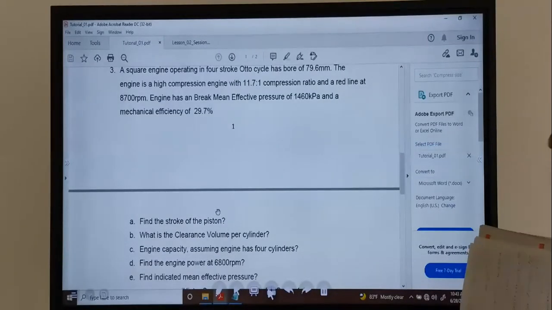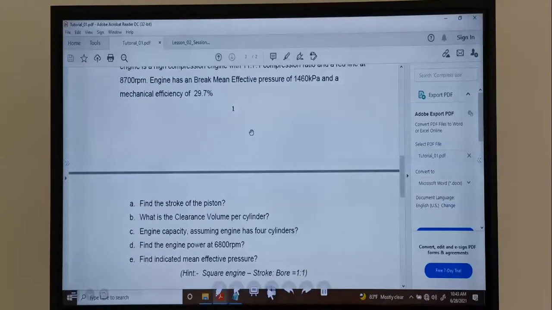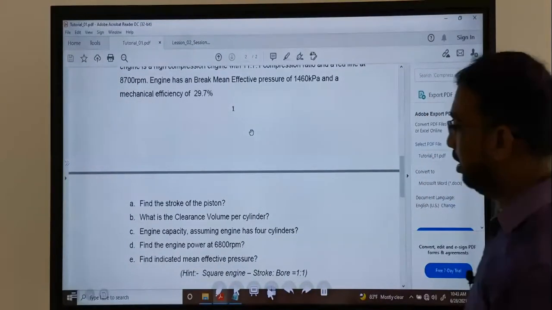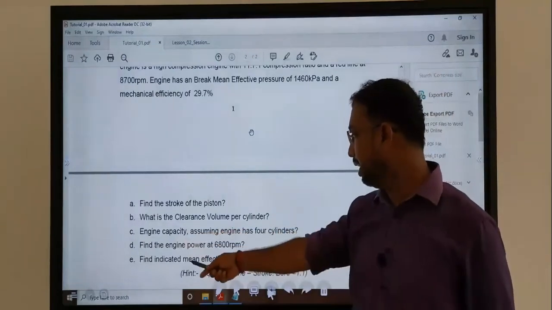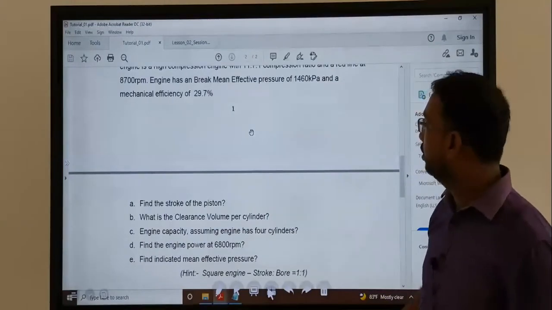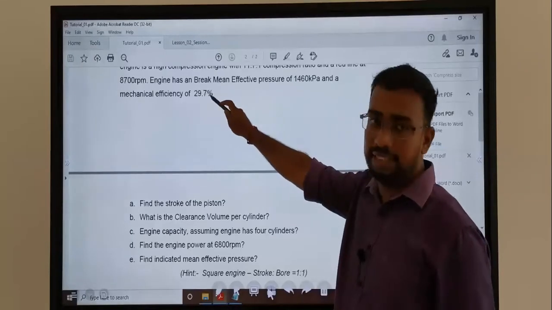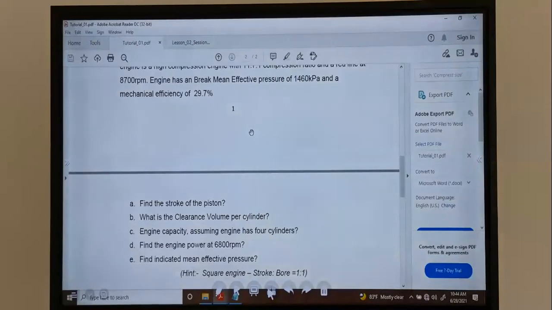So the next one is to find the engine power, that means brake power. Here in the question the brake mean effective pressure is given, so we can find the brake power. Then the indicator mean effective pressure we can use, because they already gave the mechanical efficiency, which we also know.